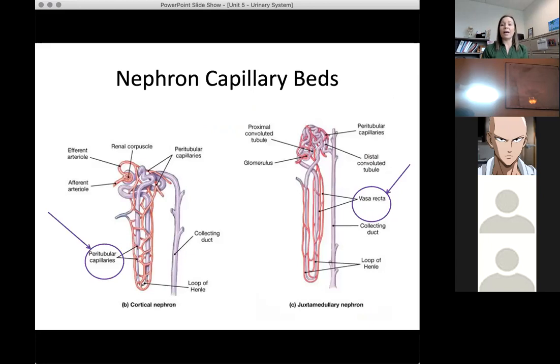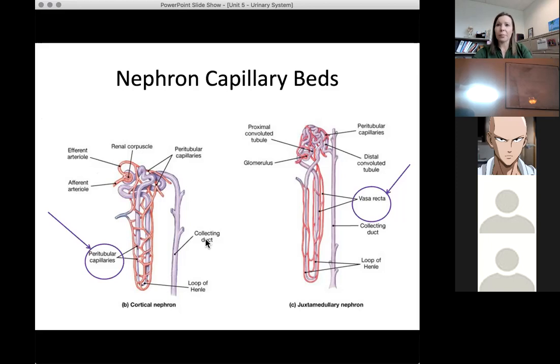Now we're going to look at the two capillary beds that are found associated with each nephron. The first one we've already talked about. The first one is the glomerulus. So that's here. Remember, the glomerulus is just that mass of capillaries that's part of the renal corpuscle. That's where filtration occurs. Okay, so that one we already discussed. Here's the glomerulus.